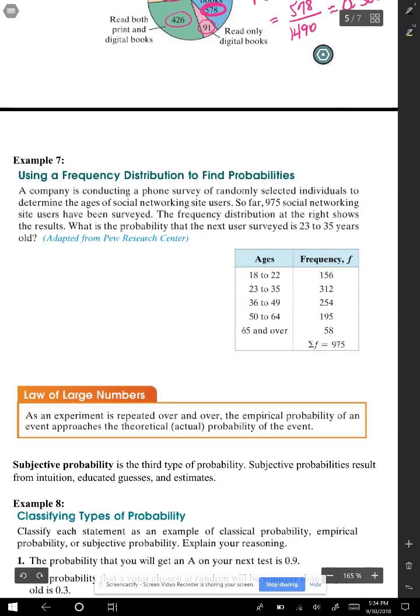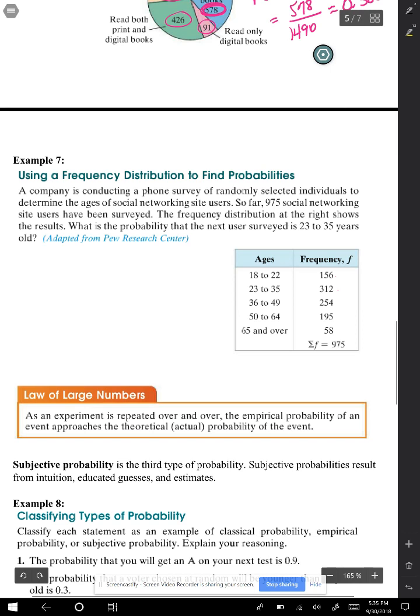On number 7, instead of using a pie chart to show us the results, they're using what we call a frequency distribution that we did back in chapter 2. And in the frequency distribution, it tells us how many of each category there are. So the ages 18 to 22, there's 156 of those people. 23 to 35, there's 312 of those people.